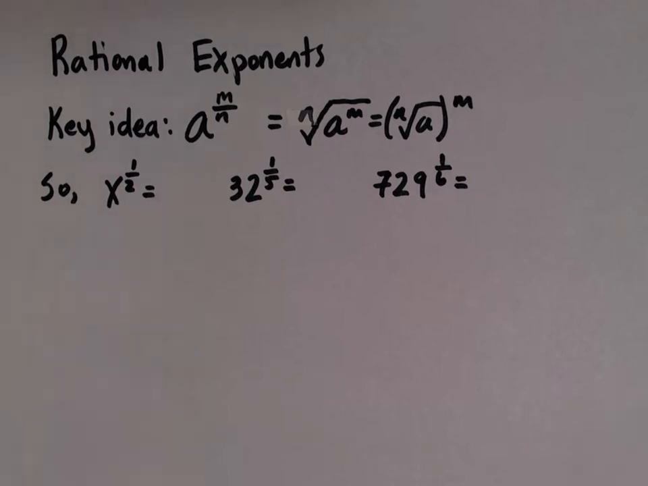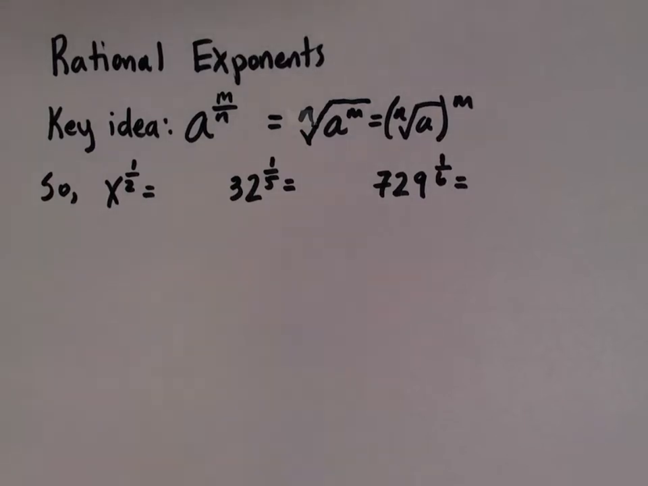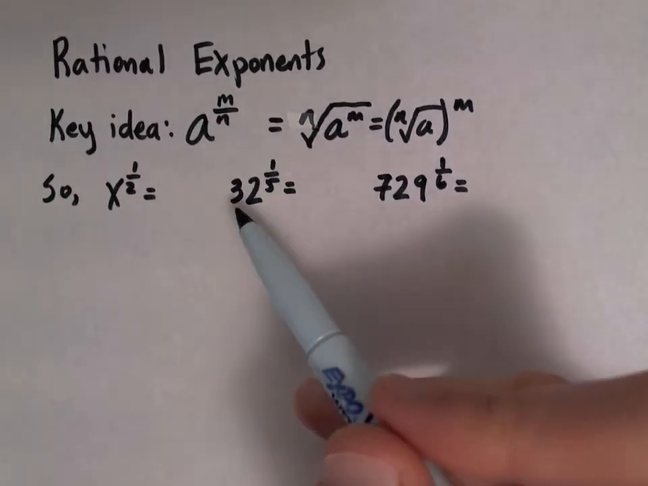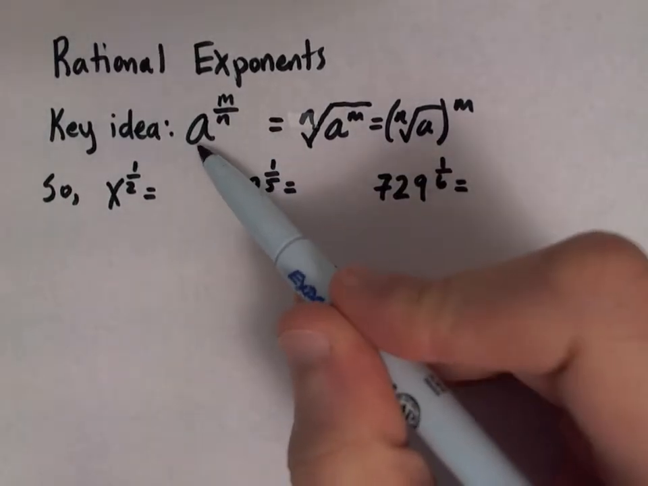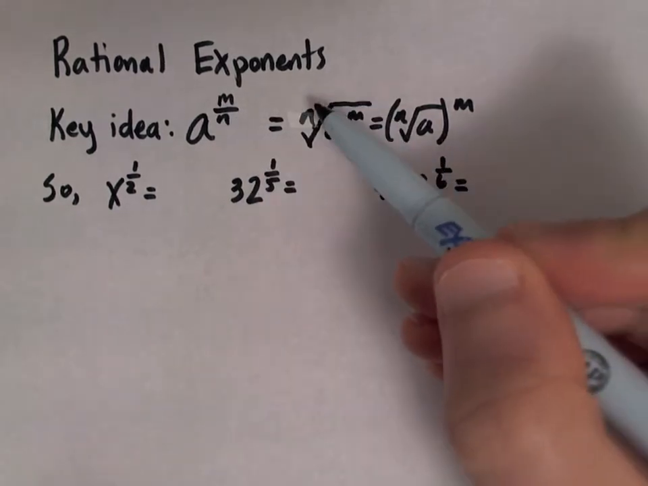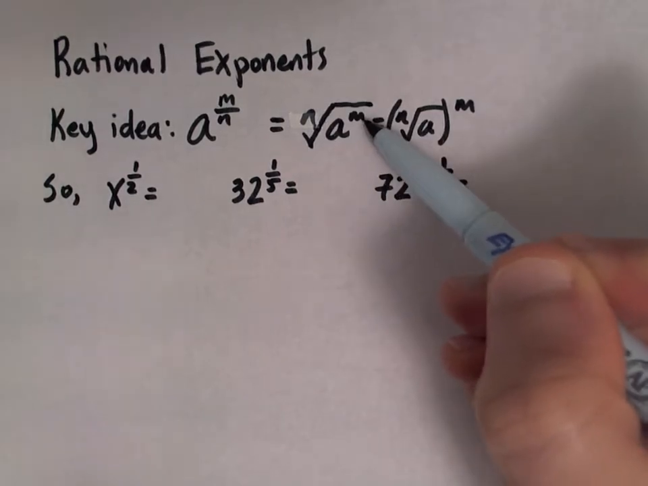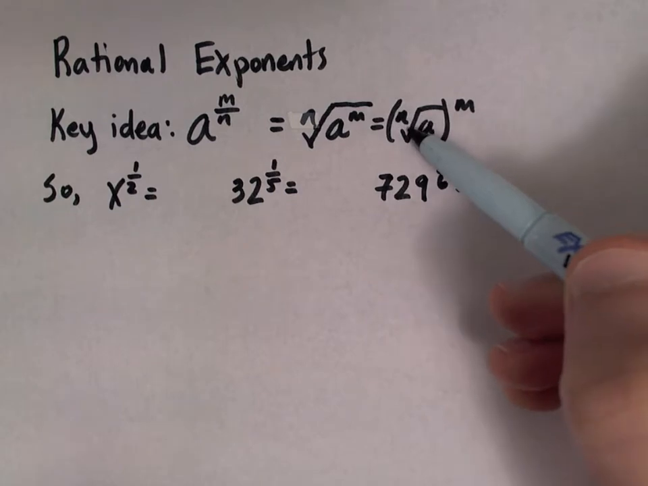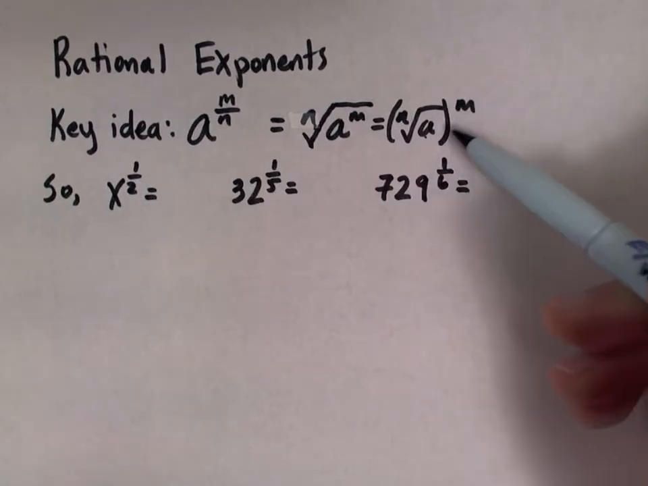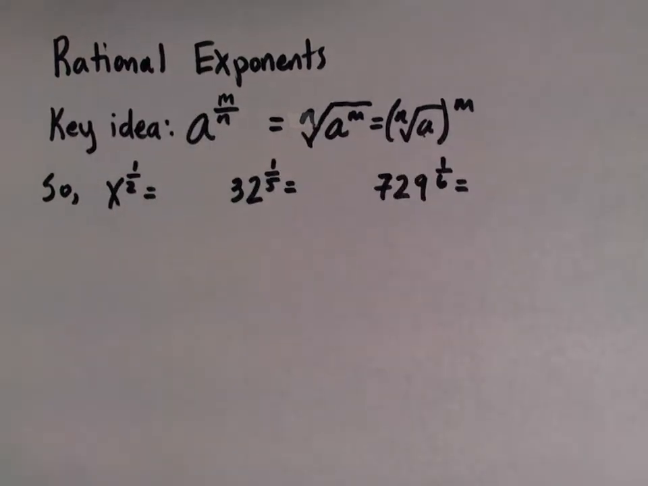Okay, today we're talking about rational exponents. So what does it mean to have a fraction, a rational number, in the exponent? The key idea here is that you have some number a to the m over n. Well, that is just going to equal one of two things. You could write it as the nth root of a to the m on the inside of the root, or you could write the nth root of a, put parentheses around that, and take the entire thing to the nth power. And you'll see why later on this notation can actually be very useful for us as we simplify.